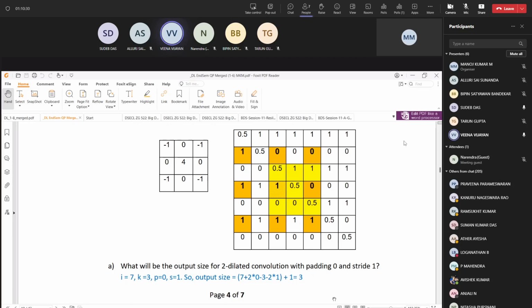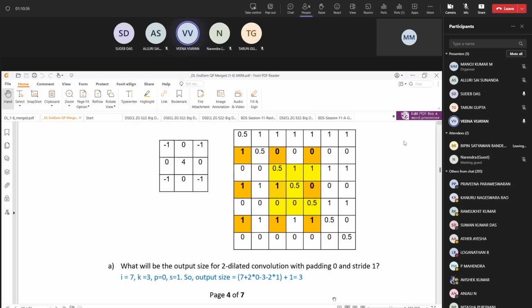This filter is 3 by 3. After applying two dilated convolution, it becomes a 5 by 5 matrix. So this value will be correct, right? And in the image given in our PPT also, it has become 5 by 5. But any idea how it became 5 by 5 with two dilated convolution? And here it is telling the final output size will be 3 by 3. How?